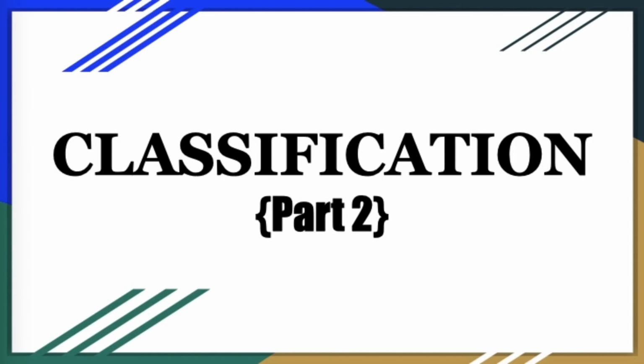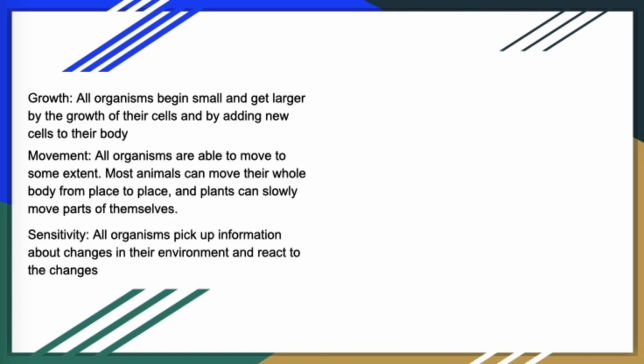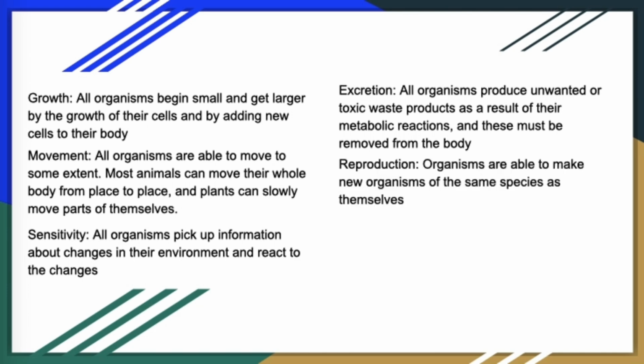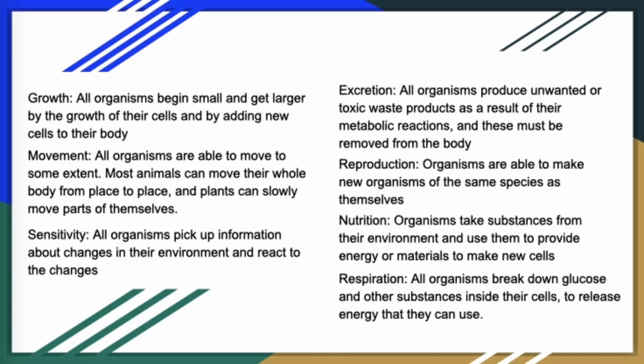In the last video, we talked about characteristics of living things: how all living things, which are often called organisms, have 7 features or characteristics which make them different from objects that are not alive, like growth, movement, sensitivity, excretion, reproduction, nutrition, and respiration. We also learned how to classify the kingdoms of organisms. And in this video, we're going to learn how to classify animals and plants.